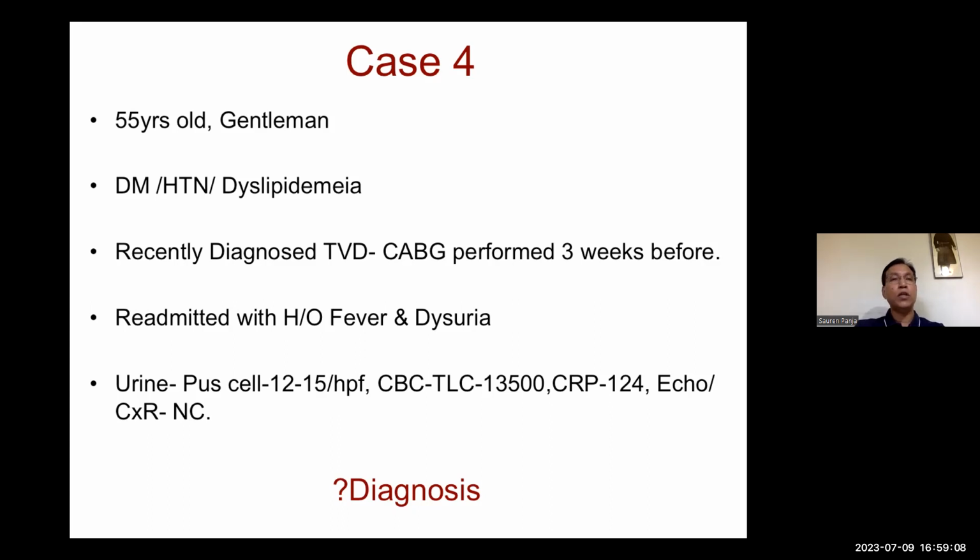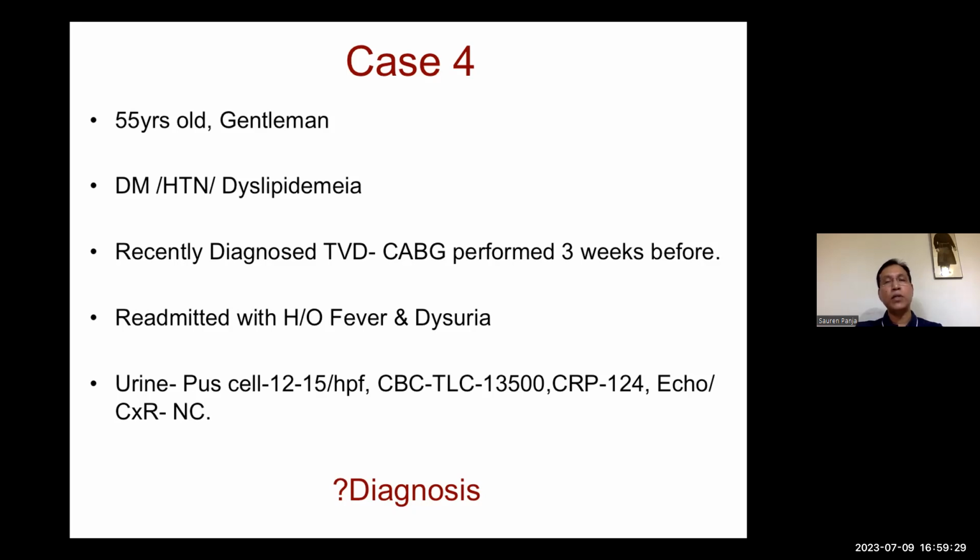And this is a very short case. I am presenting it as short because this is another 55-year-old gentleman with diabetes, hypertension, dyslipidemia, recently diagnosed with TB, and CABG was performed 3 weeks before. He was readmitted with a history of fever and dysuria. Urine pus cells were 12 to 15 per high power field. This patient also had a history of catheterization.